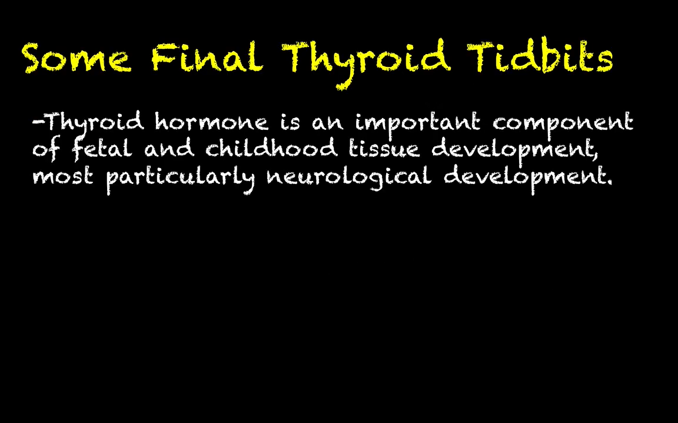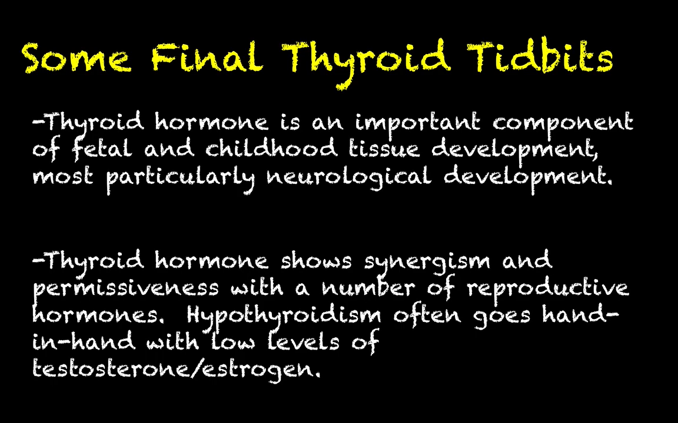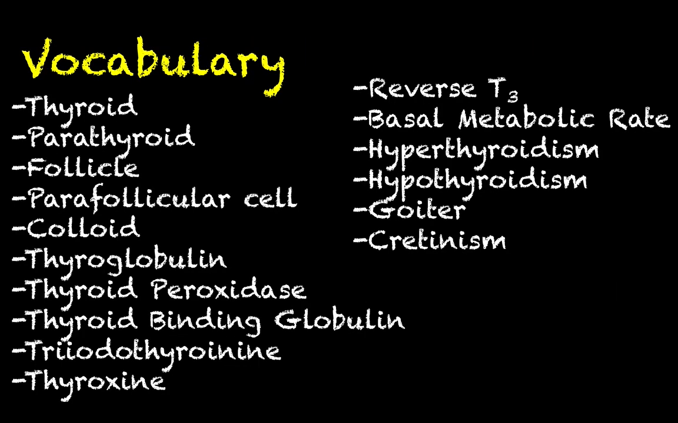So some final thoughts and tidbits on the thyroid before we wrap up this video. Thyroid hormone is an important component of fetal and childhood tissue development, most particularly neurological development. We mentioned that briefly before when we talked about it having some permissive effects with testosterone and estrogen. Speaking of which, thyroid hormone shows synergism and permissiveness with a number of reproductive hormones in adult development as well. Hypothyroidism lowers levels of testosterone and estrogen as well.